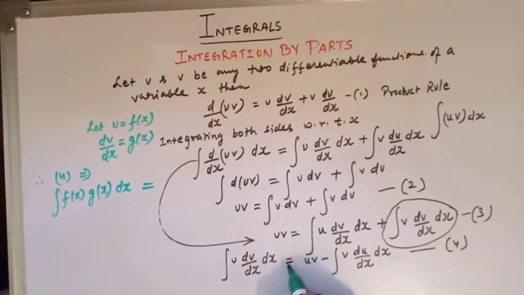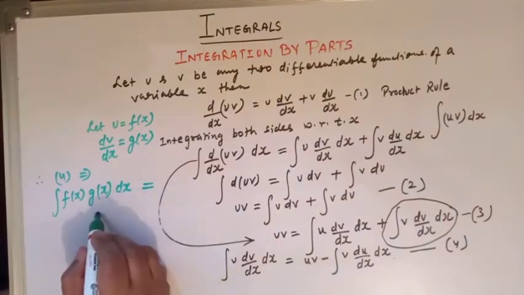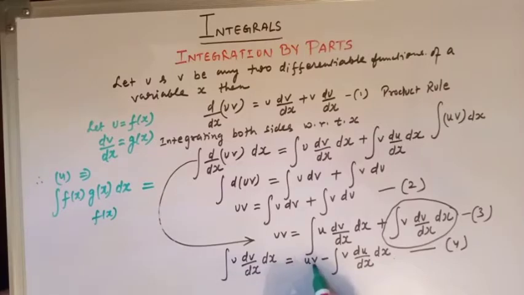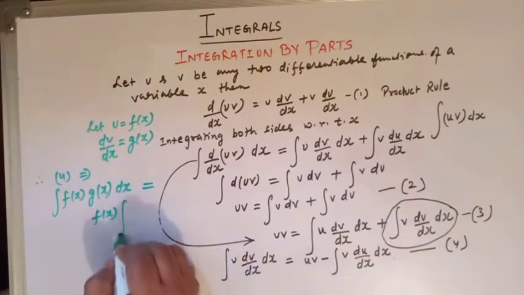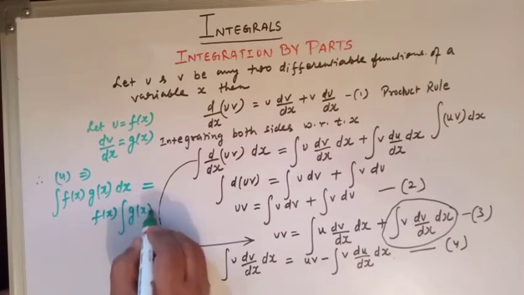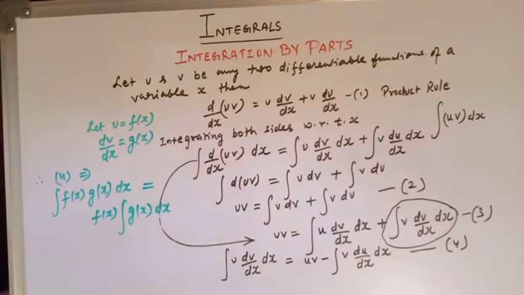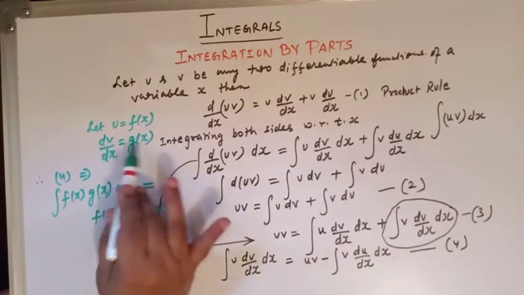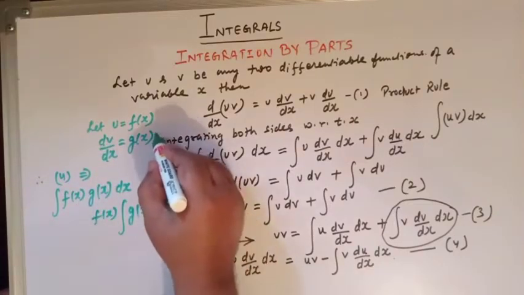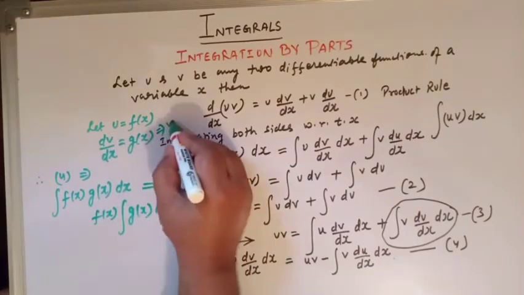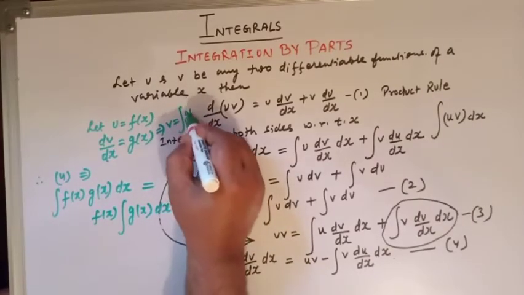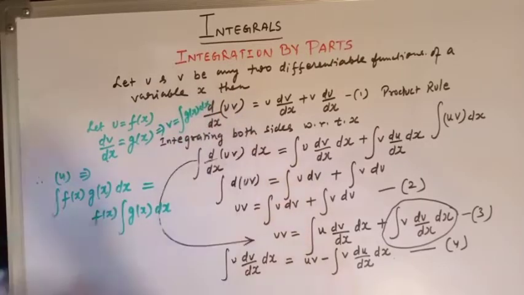Clear? Now equal to, here we have u times v. Clear? Now what is u? U is f of x, and what is v? From this equation, v is the integral of g of x. Clear? See, if we integrate both sides, we get v is equal to the integral of g of x dx.